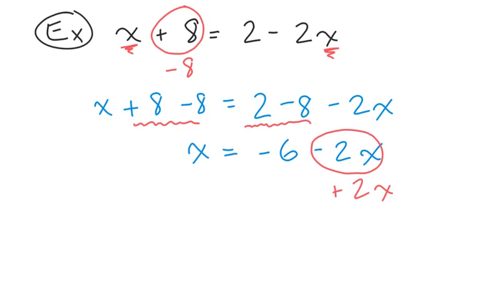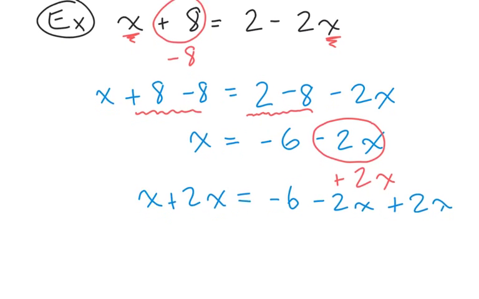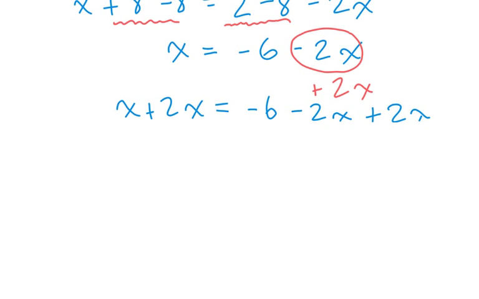So on the left side, I have x plus 2x. This negative 6 stays the same. Negative 2x plus 2x. Let's scroll this upwards so I have a little bit more space to work with. Let's simplify the left side of the equation.